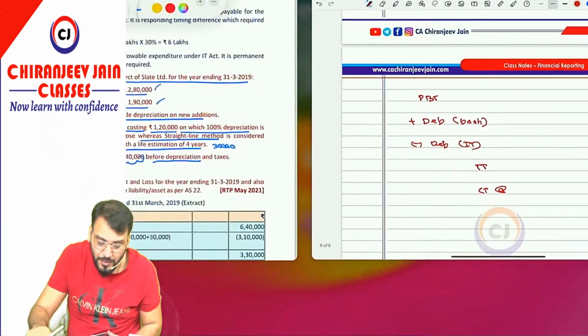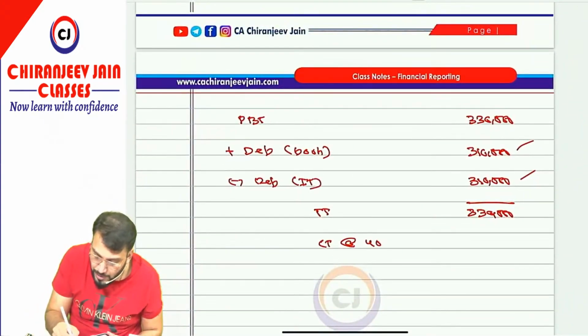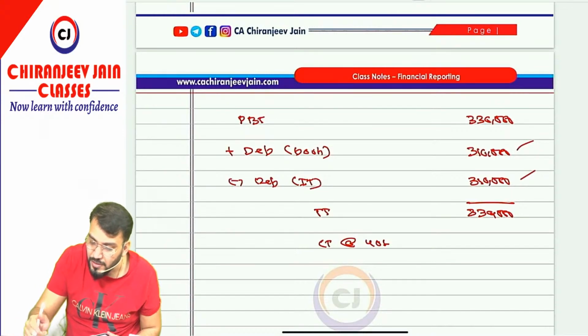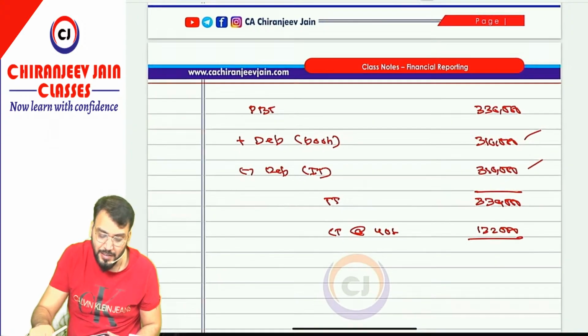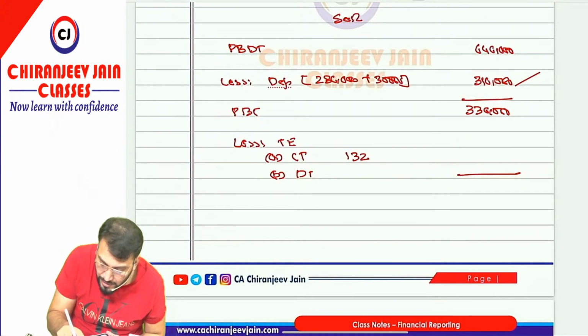Current tax how much? The rate of tax is given as 40%. So 3,30,000 into 40%, that is 1,32,000. So 1,32,000 becomes the current tax. So 1,32,000 is the current tax.